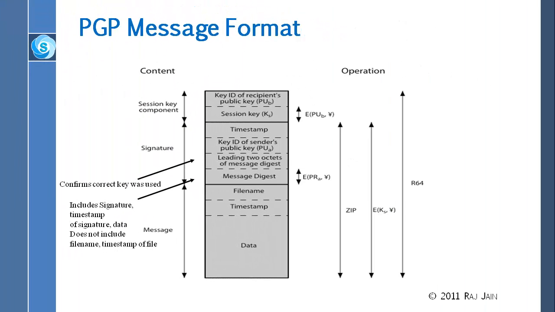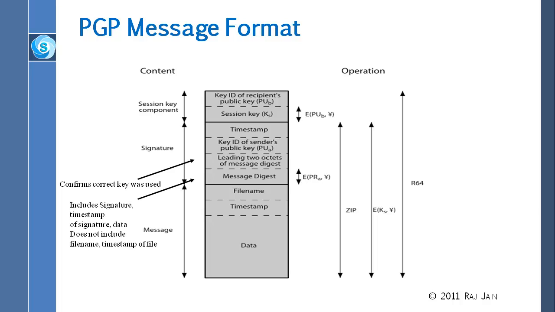So the message format: basically you have to put all this information into the message. First thing you have to start with is what is the key that you use, the key ID. With that, you encrypt the session key. And then you have the timestamp so that there cannot be a replay attack, key ID again. And then the leading two octets of the message digest. All right, this is in clear, and then the message digest.